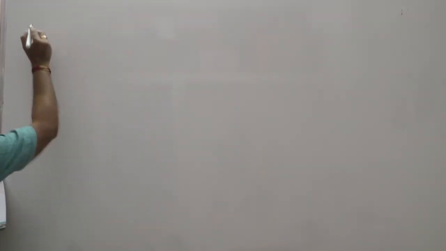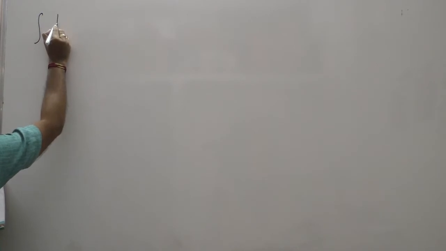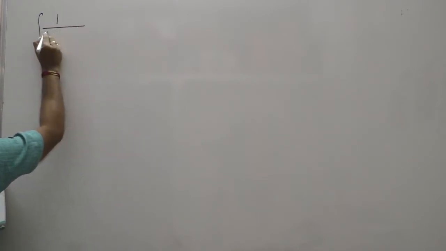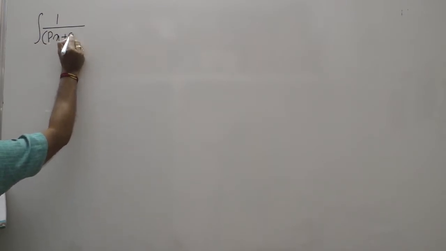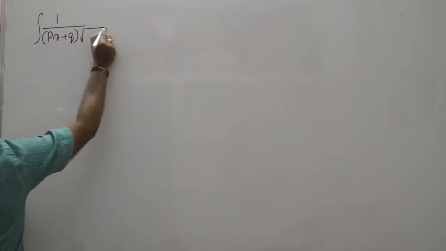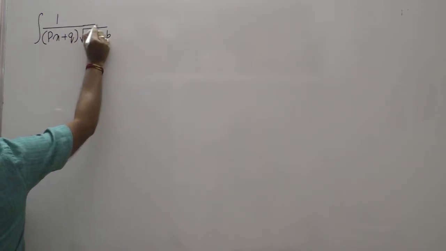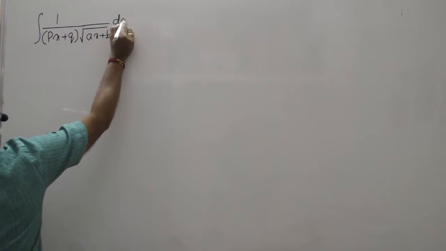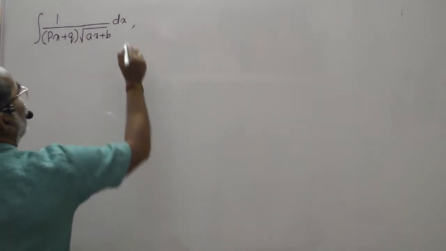Please listen. To integrate integrands of this type, integral 1 divided by (px plus q) into root over (ax plus b) into dx. This is number 1.